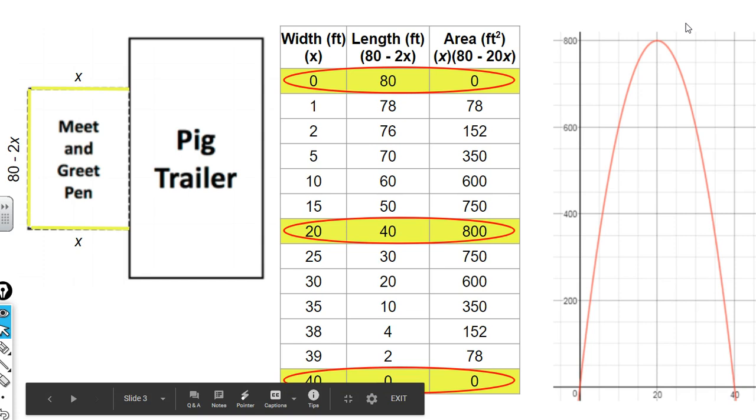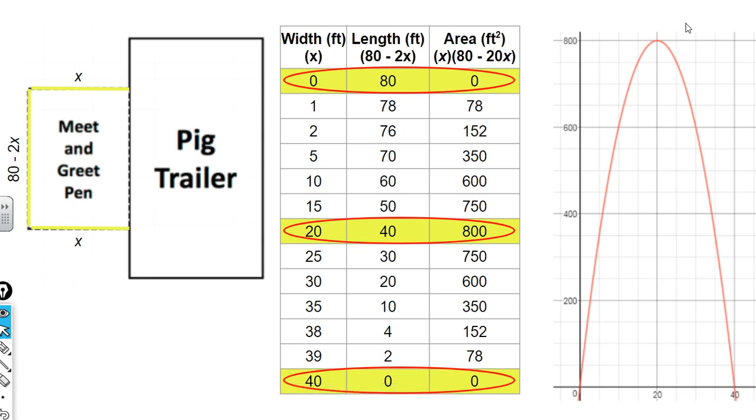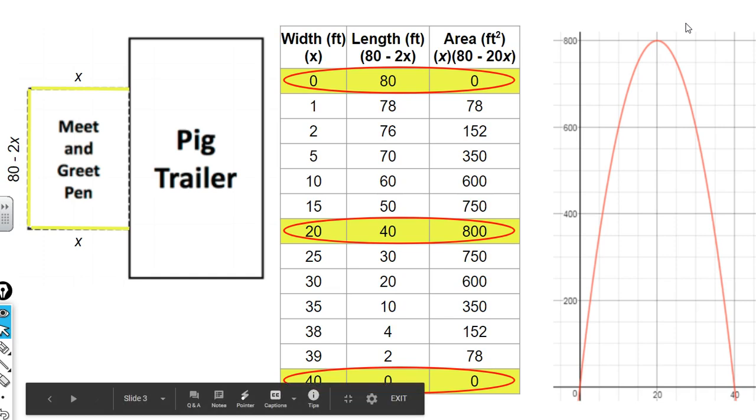We can see that the x value of our maximum, or our vertex, is the average of the x values of our two x-intercepts. The x value for this point is 0, the x value for this point is 40, and the average, or the midpoint, of those two would be 20. And so the x value of our vertex is halfway between our two x-intercepts.